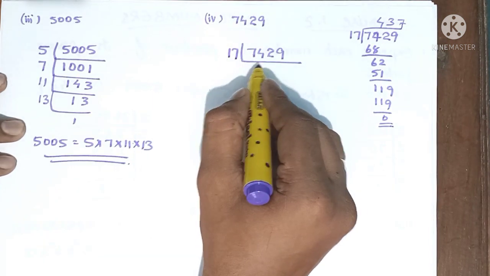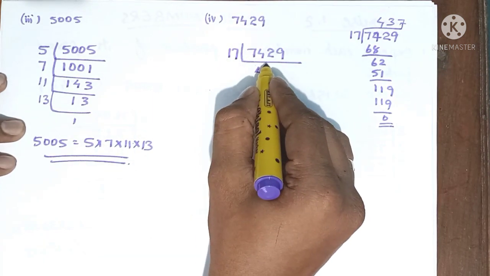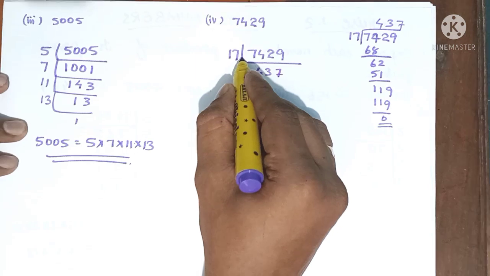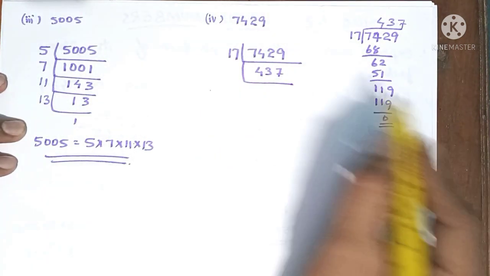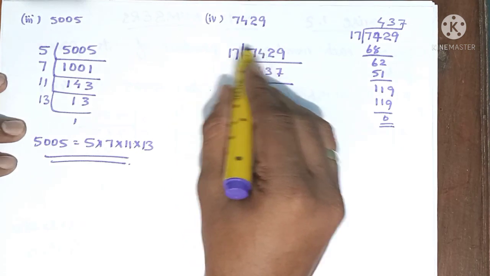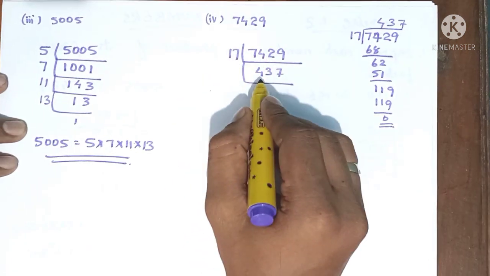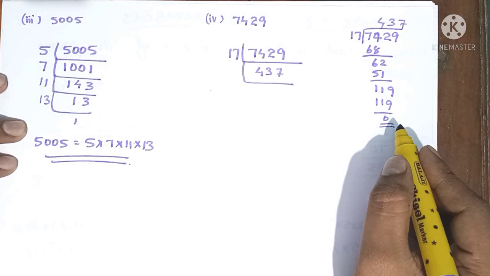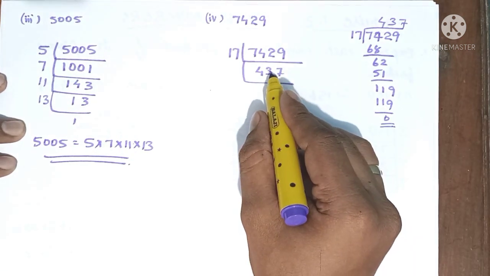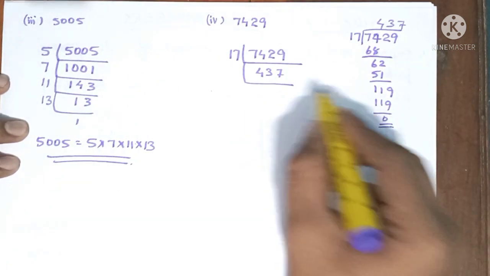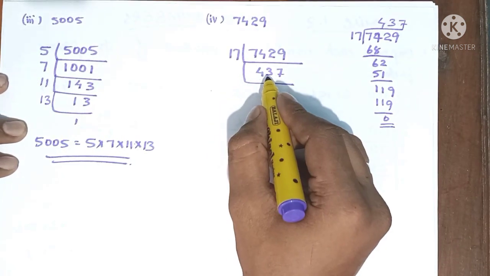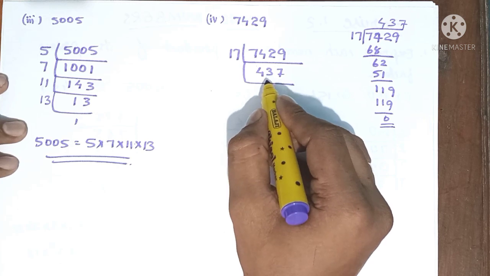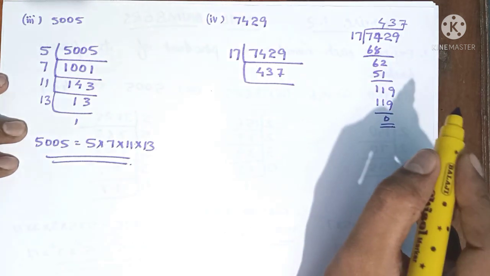So we can write 17 here, and here 437. So which can be the next number? Until 17 we have already tried. So the next number can be, 437. Is 437 divisible by 17? 17 into 2 is 34. Remaining, no, 17 is not possible.